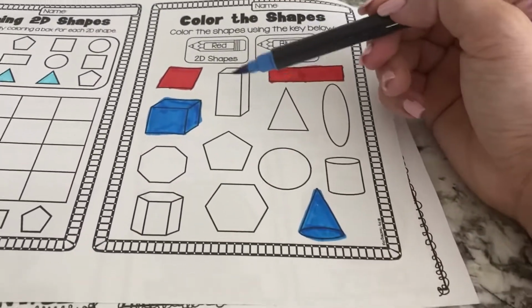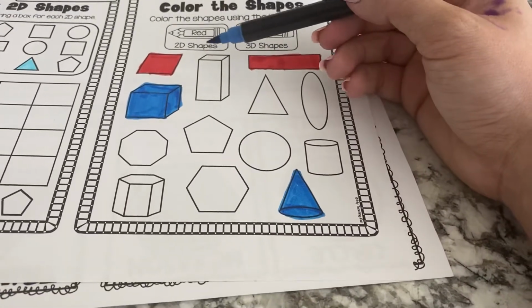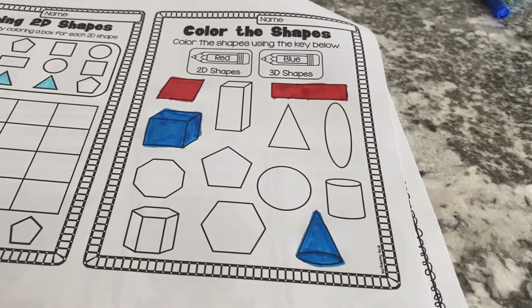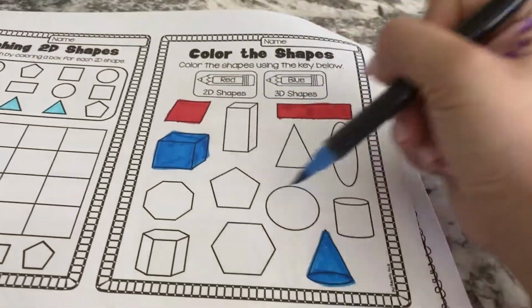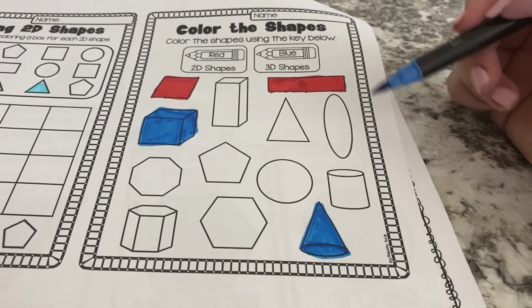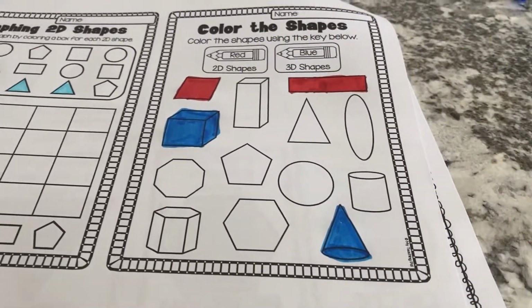So I want you guys to do the rest of the shapes. Remember, you're gonna do 2D shapes red and 3D shapes blue. So if you want, you can go ahead and find all the 2D shapes first, and then you can find the 3D shapes after, okay? So that's what we're gonna do on this page.